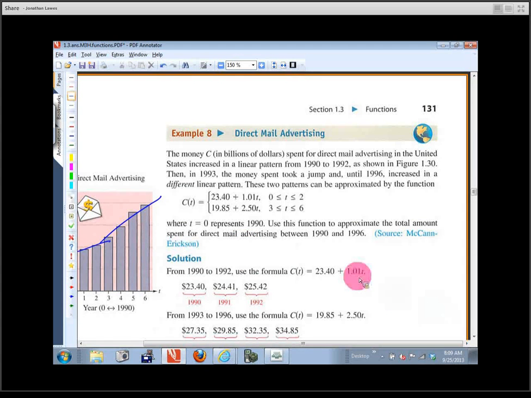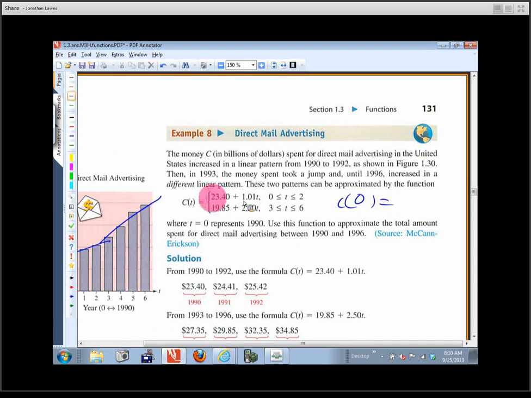So it says, use this function to approximate the total amount spent for mail advertising between 1990 and 1996. So here's what you'd have to do. You'd have to figure out how much was spent in 1990, 91, 92, 93, and so forth. So if I wanted to figure out what the cost was in 1990, first of all, am I going to plug in a 1990? No, what am I going to plug in? I'm going to plug in a 0.